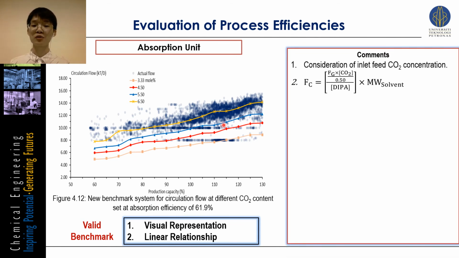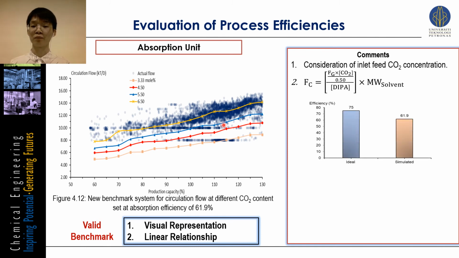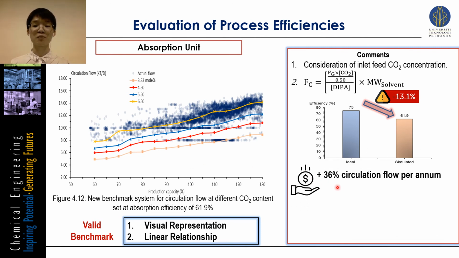Let us look in terms of the efficiency for this absorber. In terms of the absorption efficiency, it is determined that the ideal case will be around 75%, and for this absorption unit, after trial and error, it is determined that the absorption efficiency is approximately 61.9% with a reduction of 13.1%. So by implementing this new benchmark system, what can we conclude? We can determine that there will be 36% of the circulation flow per annum savings. And what does this mean? It means that there will be 36% money saving as well.